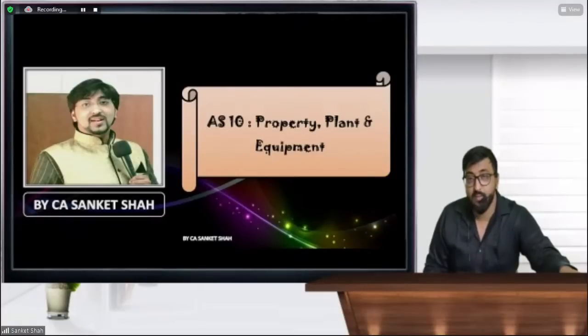Friends, accounting standard 6 was depreciation. Before the introduction of this revised standard, there was one accounting standard 6, depreciation. But why is there a need to keep it separately? One is property, plant and equipment, and related to that, depreciation. So these two standards got merged into only one accounting standard, that is accounting standard 10, property, plant and equipment.